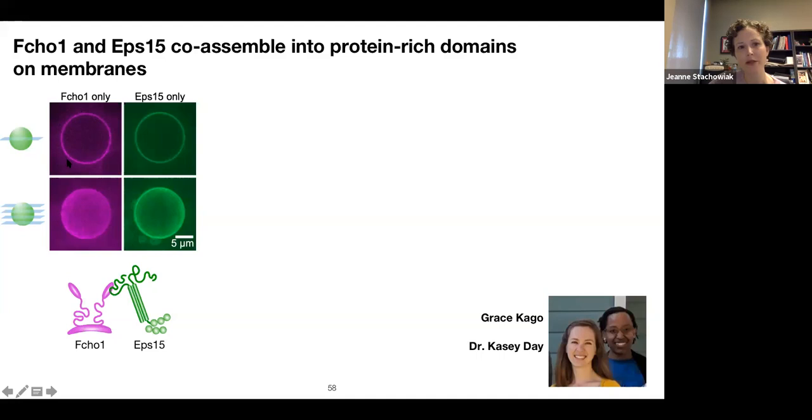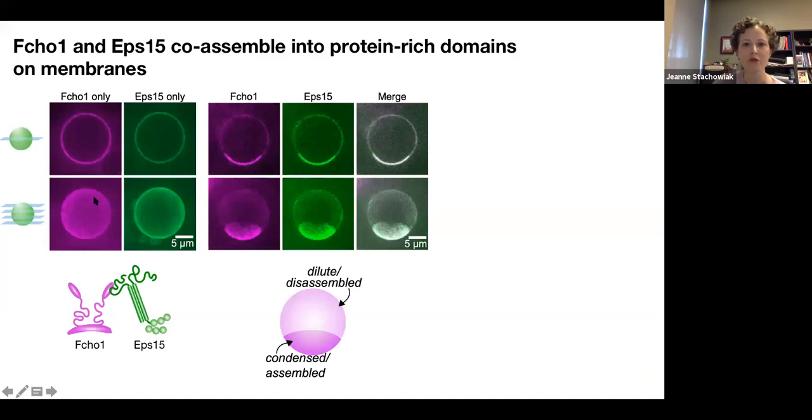So these proteins by themselves are not very interesting. We add them to giant unilamellar vesicles. You can see a cross section through the vesicle as well as a 3D projection. And there's not really any interesting arrangement going on here, really just a uniform coating of the membrane. But then if you add them at the same time to the membrane, you get this interesting partitioning between a denser phase here and a more dilute phase. And you can see that in the projection, you see kind of a little cap, like a baseball hat on the vesicle there.